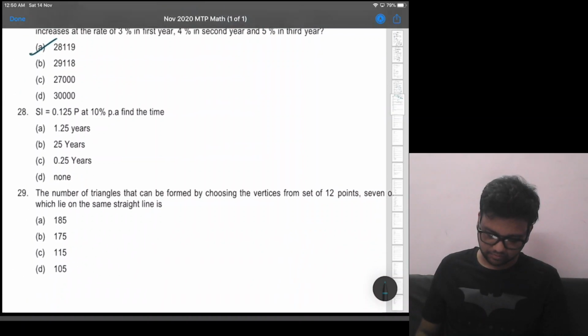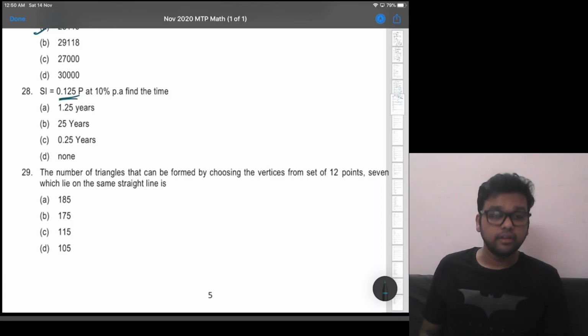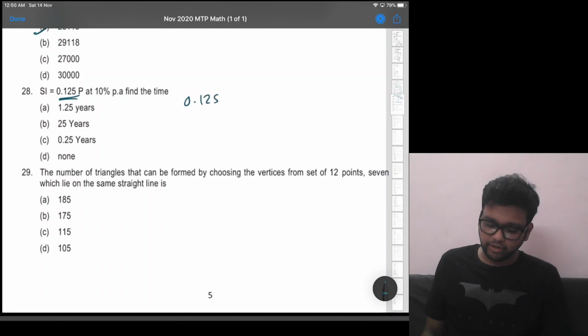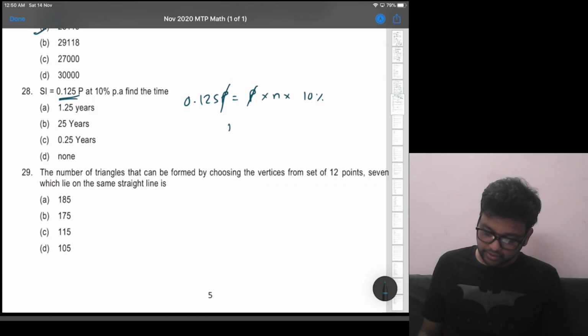Okay. Next. Simple interest is equal to 0.125p. Okay. Fine. At 10% per annum. Find the time. Okay. Simple interest is 0.125p. We know simple interest is p into n into i, which is 10%. P can be cancelled. That means n will be what?